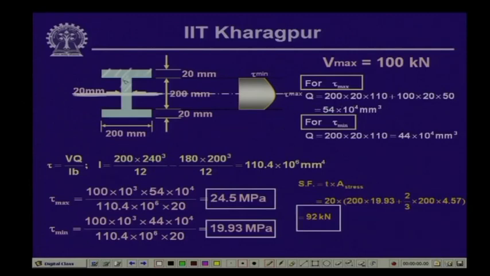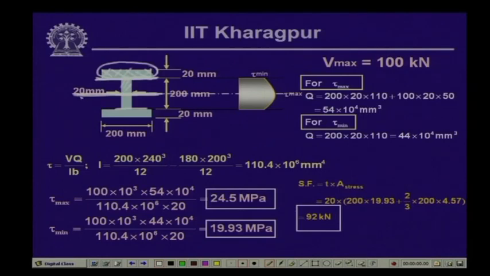Now, also we need to compute the shearing stress at this particular location, because we need to compute the value of the shearing stress in the web. We cannot calculate the shearing stress in the flanges using this shear formula. So, when we will be computing the shearing stress at this particular location, the area to be considered is this particular part. That is why the value of Q will be different for evaluating the shearing stress here and the shearing stress here.